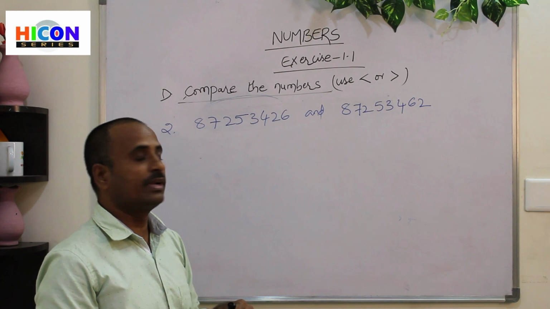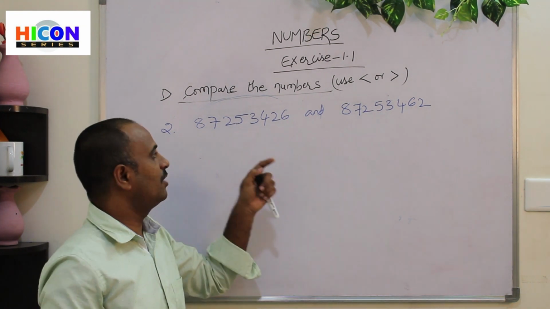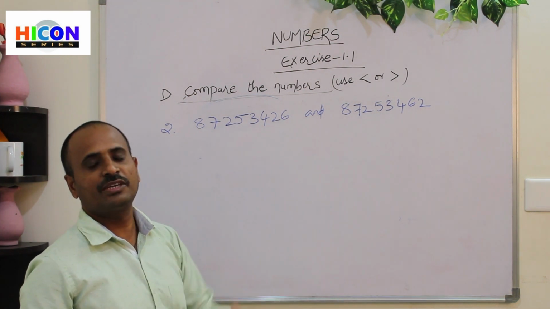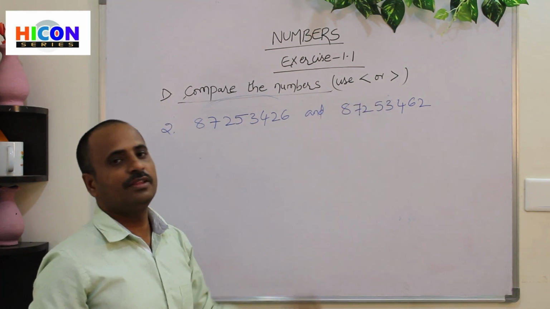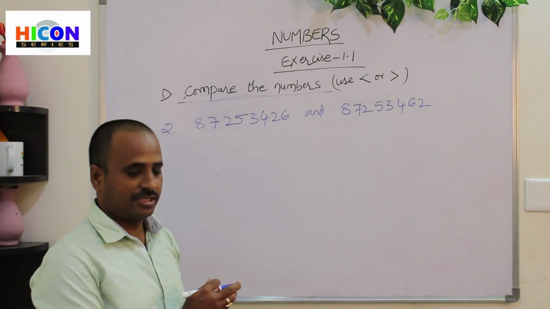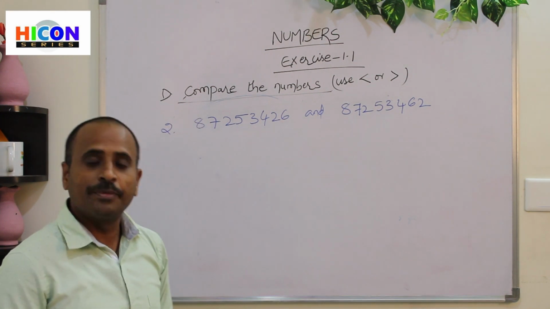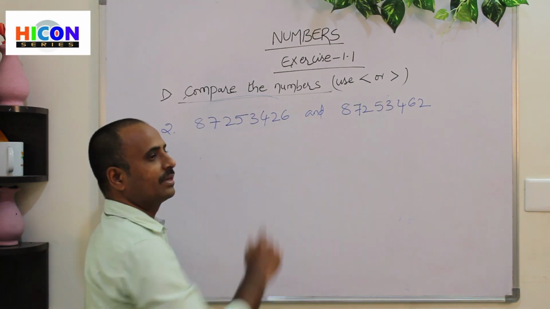So here also two numbers are given. We have to compare these two numbers. That means we have to find out which one is the greatest number and which one is the smallest number. And we have to use the symbol less than or greater than between them. So let us start how to practice the problem. So children, first step is we have to count the number of digits in each number.